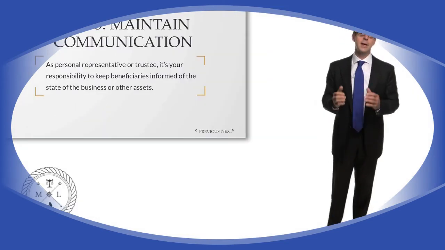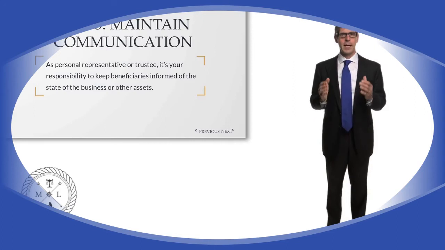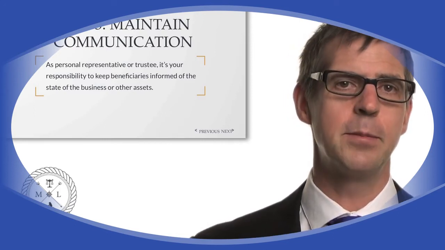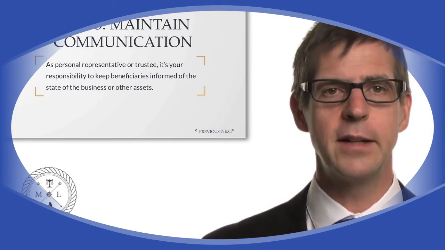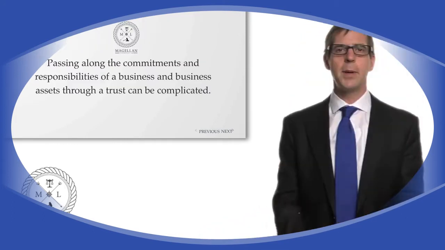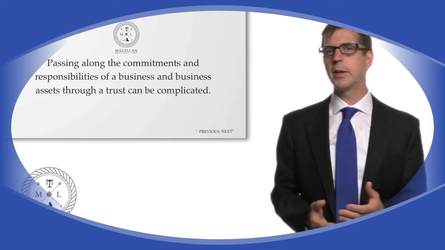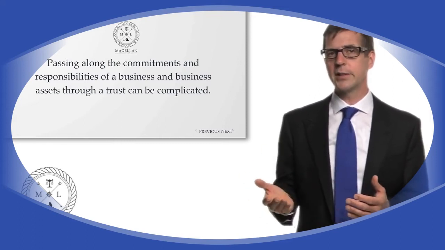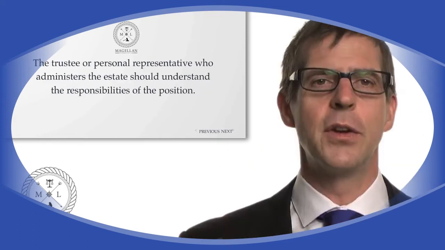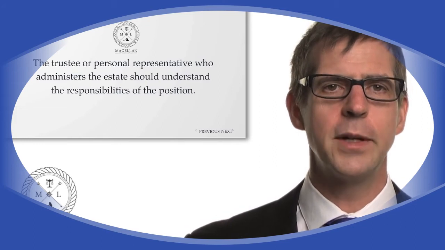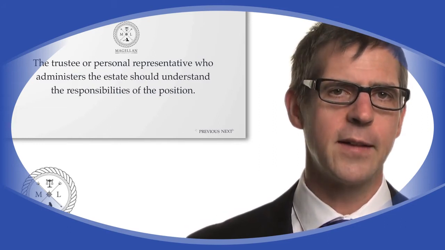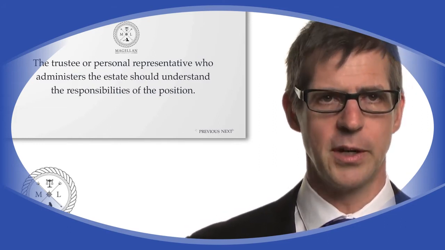Step number 3, maintain communication. As personal representative or trustee, it's your responsibility to keep beneficiaries informed of the state of the business or other assets. Passing along the commitments and responsibilities of a business and business assets through a trust can be complicated. The trustee or personal representative who administers the estate should understand the responsibilities of the position.